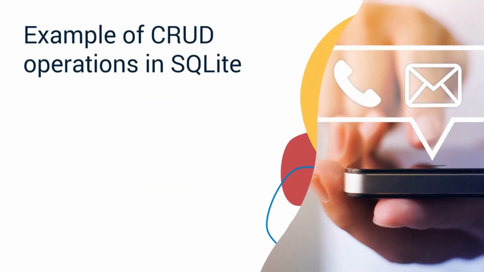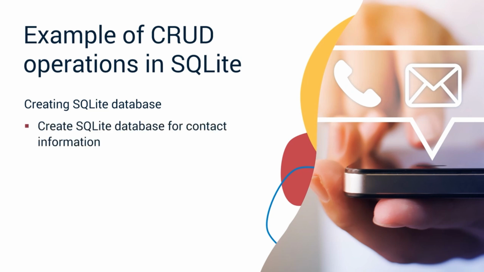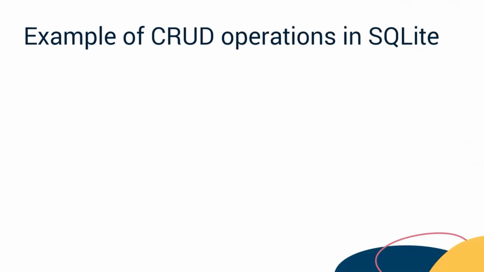Let's explore an example of how CRUD operations in SQLite manage contacts in a simple mobile application. In the following example, you will see how to create an SQLite database with the CRUD operations: create, read, update, and delete. In this case, you will see how CRUD operations create, read, update, and delete contact records in an SQLite database.